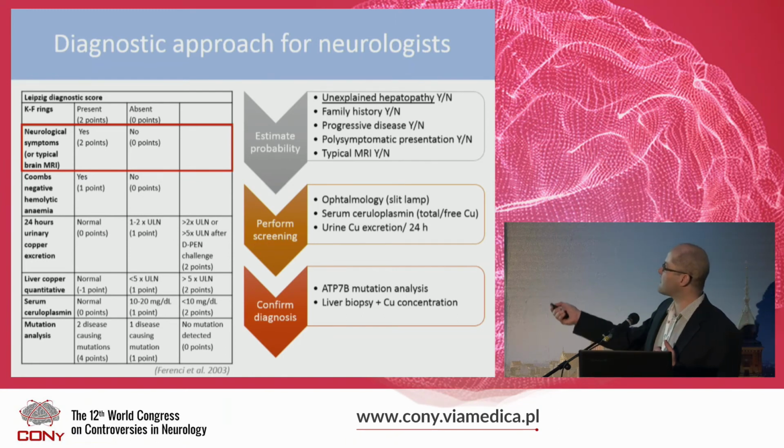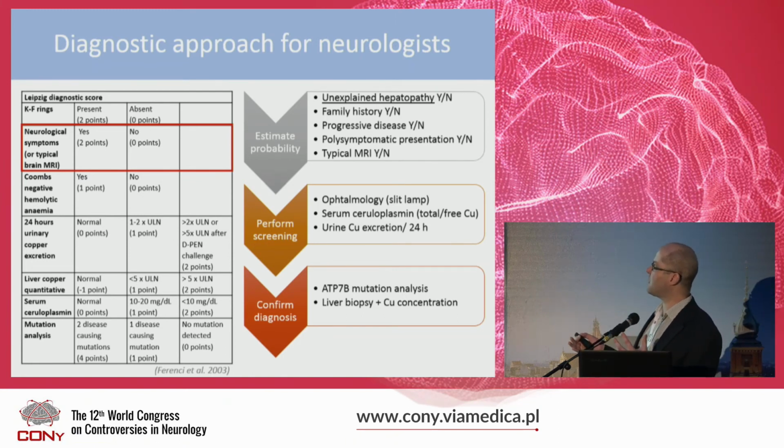So I suggest, when neurologists ask me how they should screen the patients, I advise them to use this three-stage screening procedure. First, estimate probability, second, perform screening, and third, confirm diagnosis. And you can stop at any of these levels. First of all, ask about hepatopathy. Family history, is there progressive disease? Is it polysymptomatic? Is there a typical MRI? The more yes you answer, the more likely the Wilson disease is. And the most important is the first one, the hepatopathy. Whenever you have unexplained hepatopathy, you must go to step 2.